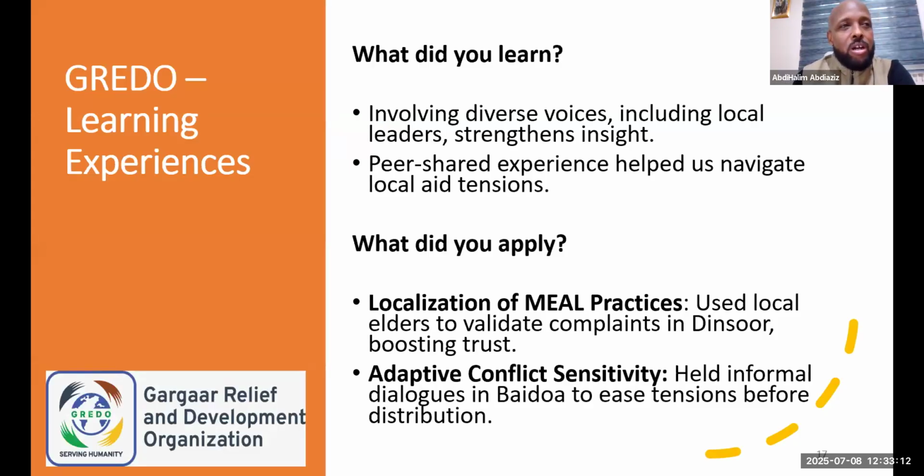Let me give you a brief about GREDO. GREDO is a national non-profit, non-governmental humanitarian and development organization headquartered in Baidoa, Somalia, with sub-offices across southern states. GREDO was initiated in December 1992 by a group of Somali intellectuals and well-wishers in response to the needs of the community. Since 1992, GREDO has been at the front of emergency response, establishing operations in remote locations and reaching those most in need, with a geographical footprint spanning over 20 districts.